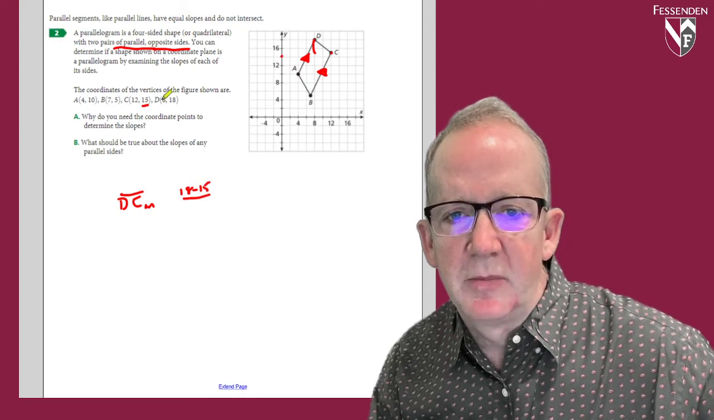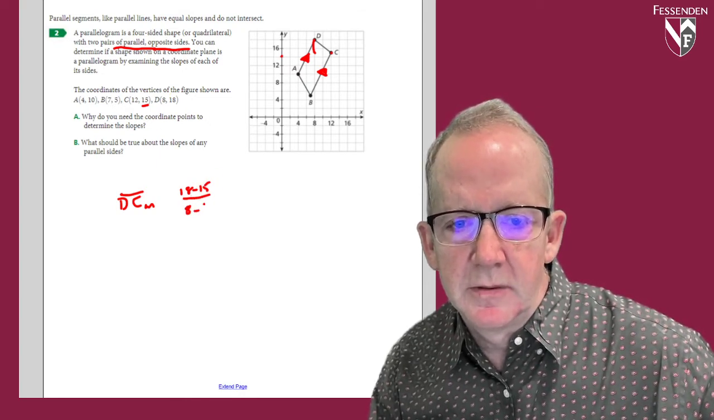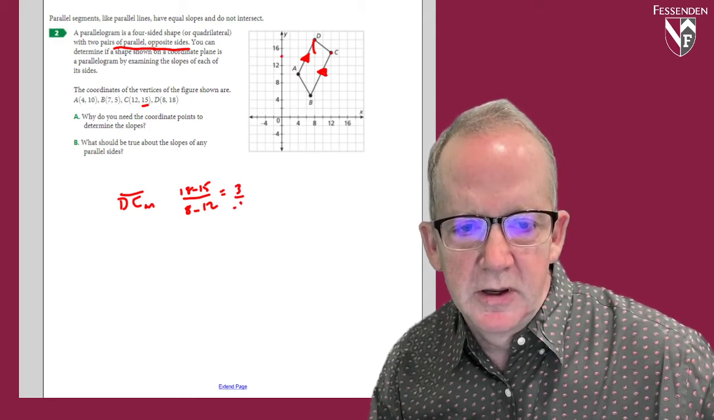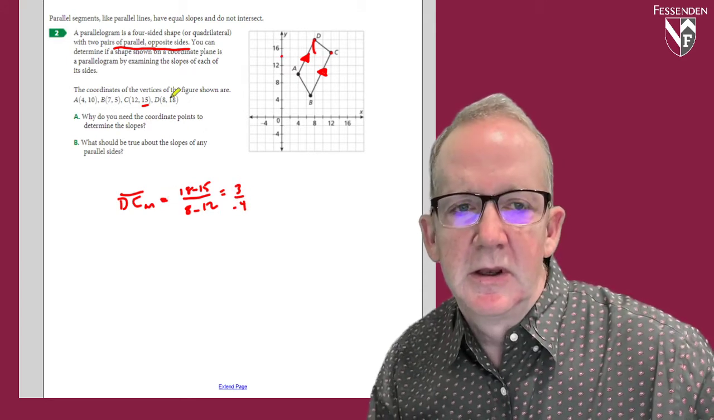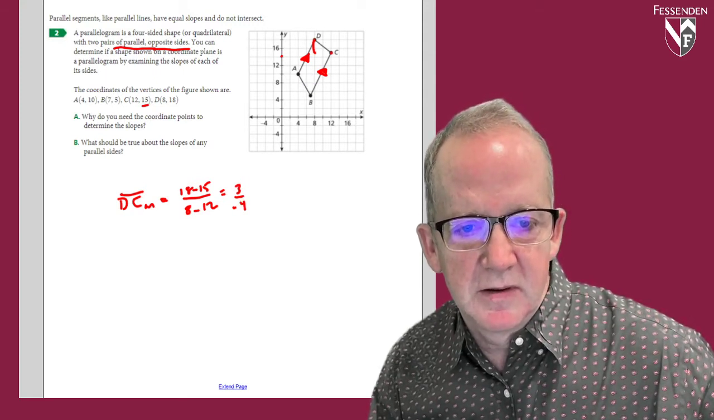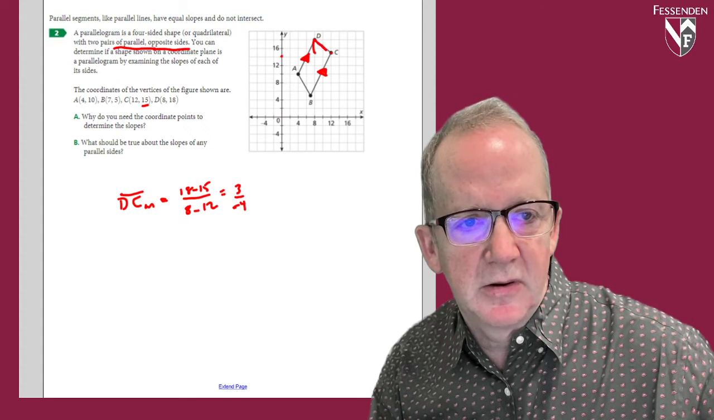And I'll divide that by 8 minus 12, and I'll get 3 over negative 4. And then let's find the slope of DC. Now, is it negative? Does it make sense that it's negative? I think it does. It's going down and to the right.